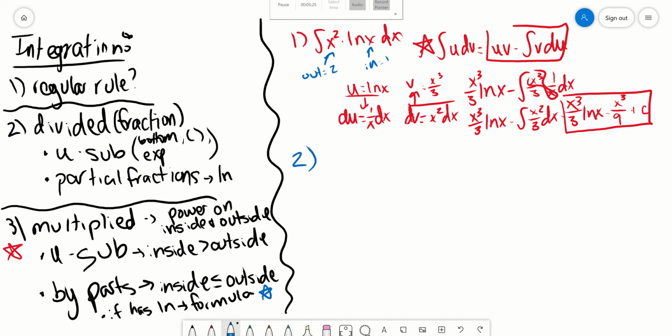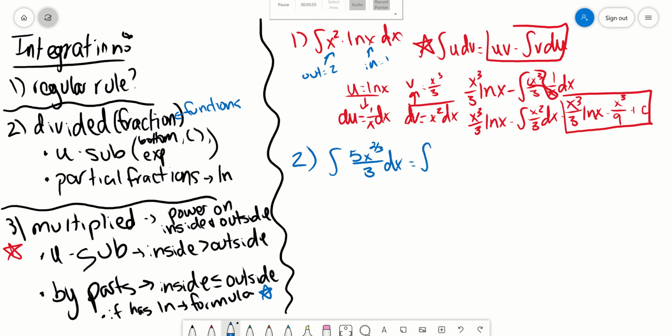So 2, let's look at this one. When we start looking at this, we want to work through our steps here. There's nothing multiplied together. We have a fraction, but in terms of fractions, we're thinking of functions being involved. So there's no functions involved here. So it's probably just a regular integration rule.